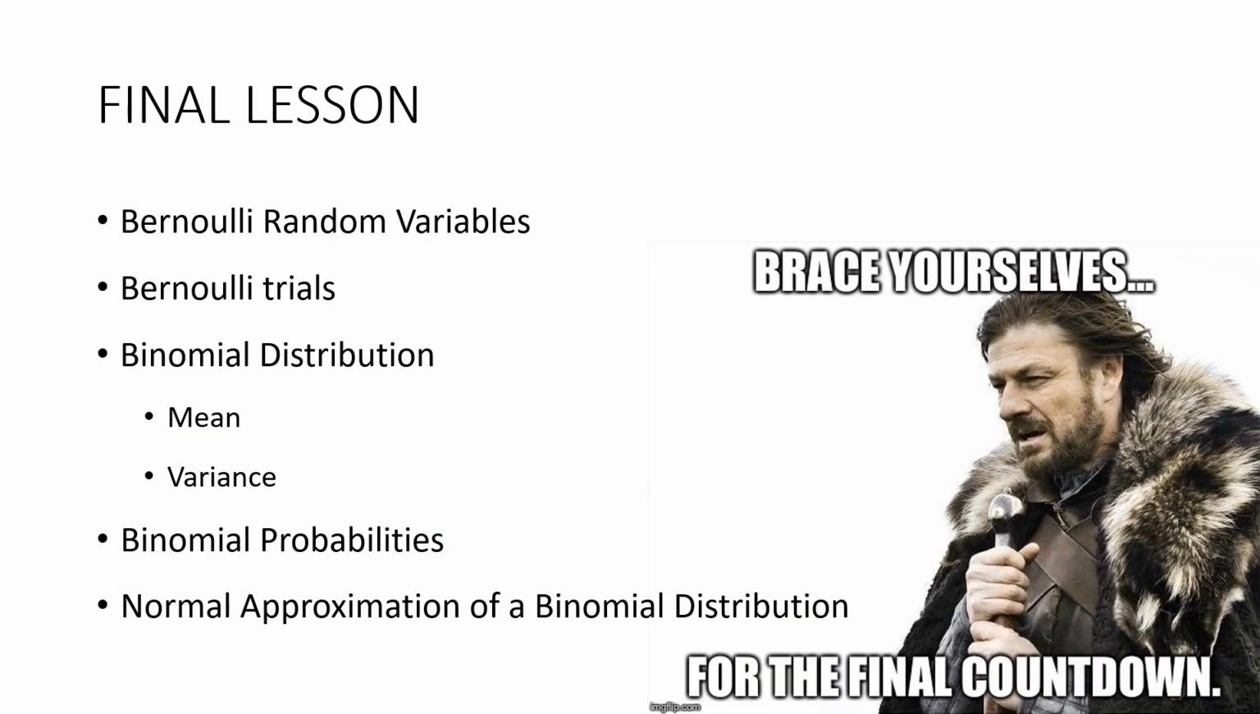We learnt about Bernoulli random variables and Bernoulli trials. Then we looked at binomial distribution, including the mean and the variance, and binomial probabilities. And last lesson, we learnt about normal approximation of a binomial distribution.